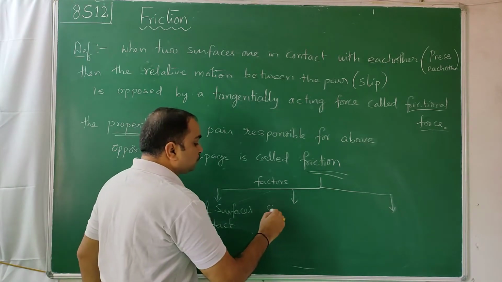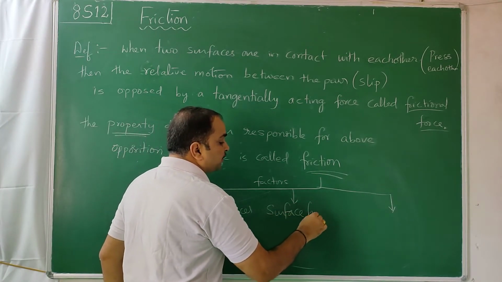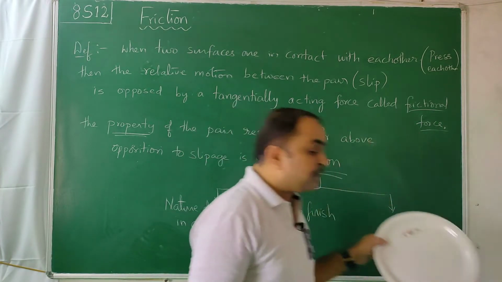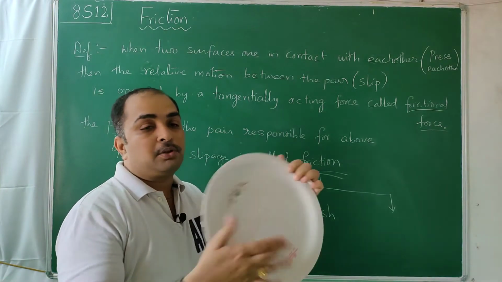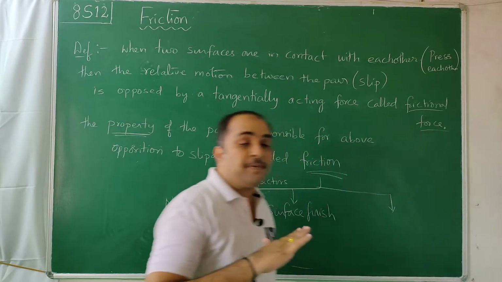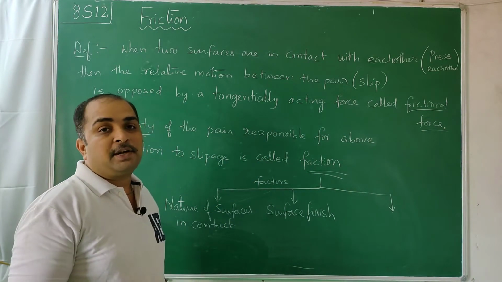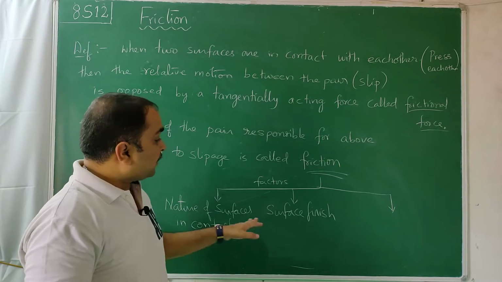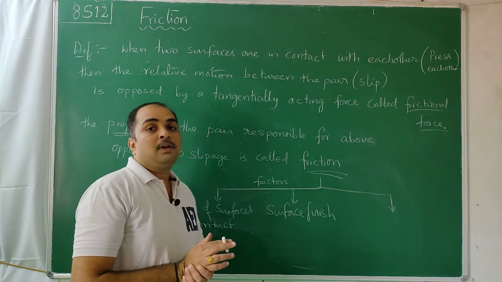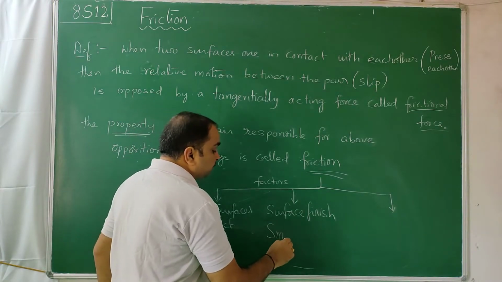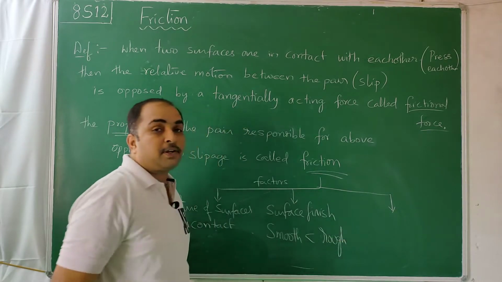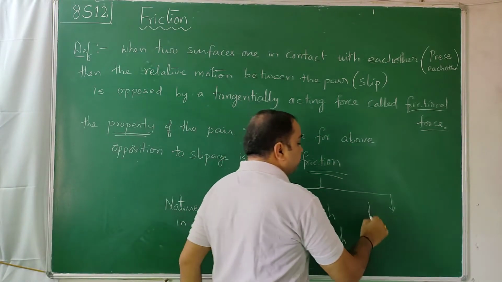Next, surface finish. You can see the same plate I have: this side is smooth, the back side is a little rough, they have not made it smooth. So if you make a surface smoother, friction gets reduced. If you make a surface rough, friction gets increased. Smooth surface will have less friction, rough surface will have more friction. That is surface finish. Next, lubrication.